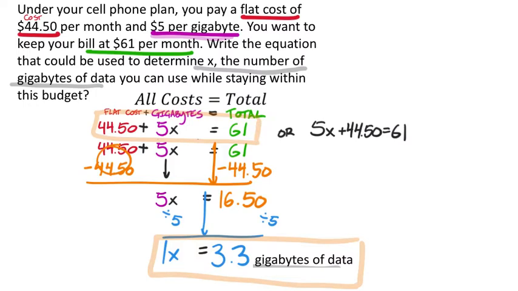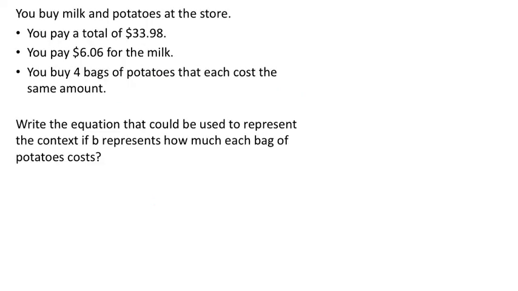So usually you would just solve this. You would probably think about this and solve it with some logic, and then you'd be done. But here they're going to ask for equations. So in this problem, you buy milk and potatoes at the store. You pay a total of $33.98. Then you pay $6.06 for the milk, and you buy 4 bags of potatoes that cost the same amount for each bag. So a few things right here.